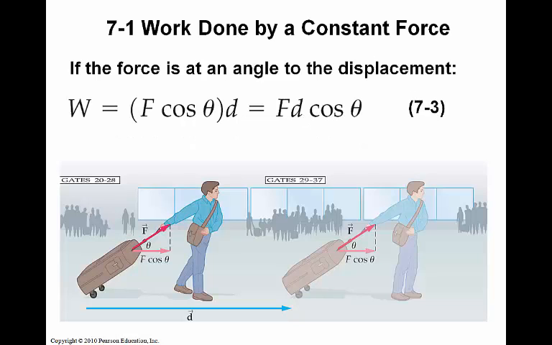What if we're applying a force at an angle, like when we're dragging a suitcase? The force is being applied to that suitcase handle. The tension, or F, in the suitcase handle is applied at an angle to the horizontal as the suitcase is dragged. So the force that's actually causing the suitcase to move straight across the floor is the x component, or F cosine theta. So when I multiply F times D, I really need to multiply F cosine theta to use the appropriate force times the distance.